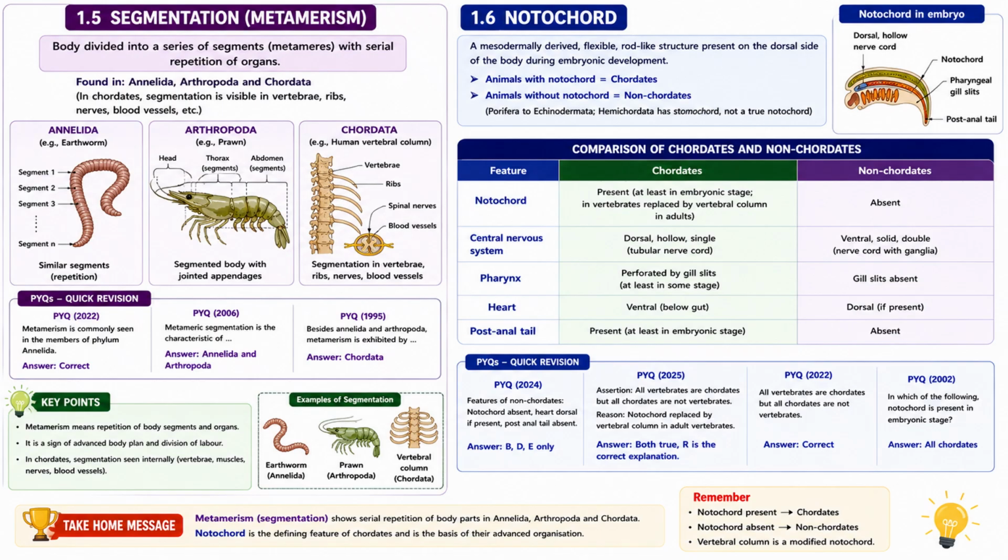And in Arthropoda, you can see there is a head part, there is a segmented thorax part, and there is a segmented abdomen part. So the segmented body with jointed appendages are the characteristic features of Arthropoda.